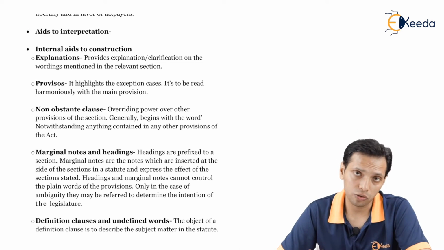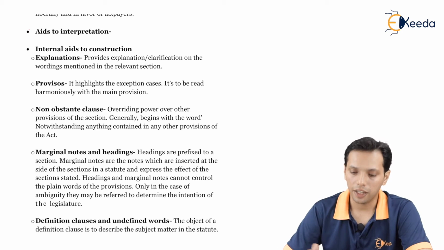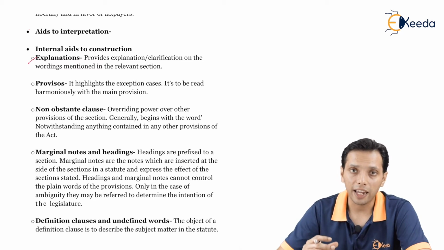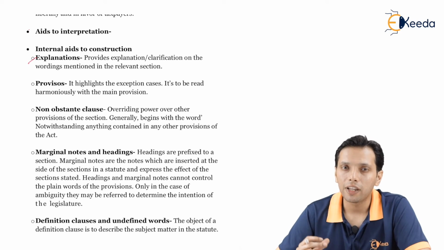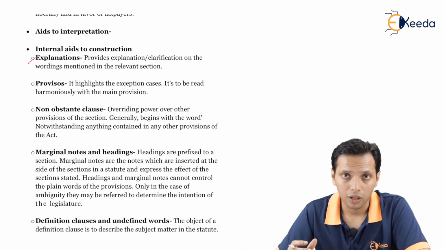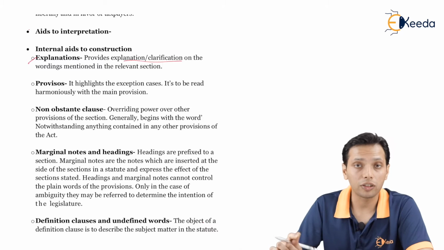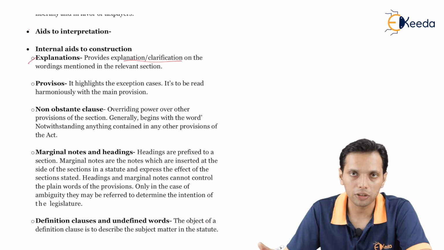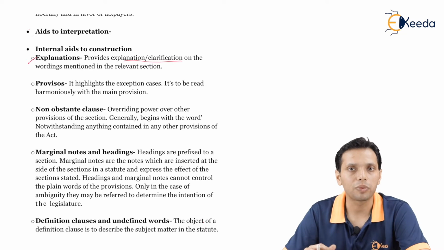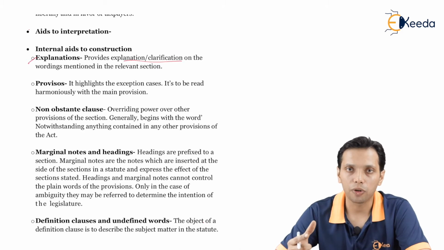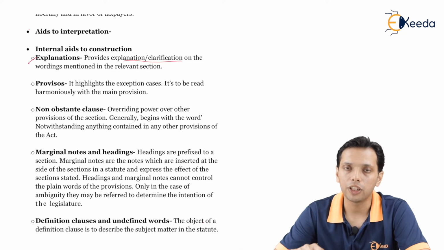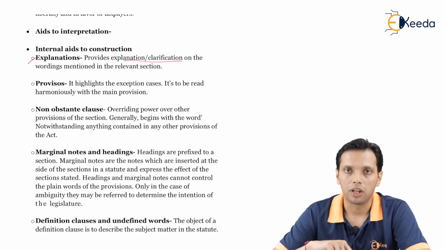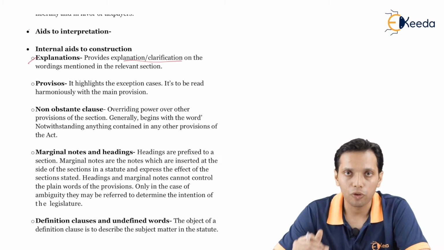In case of internal aids to interpretation, first is explanation to a particular section. It only enlarges a particular meaning or clarifies a certain position under the income tax law. So explanation provides clarification on the wordings mentioned in the relevant section. When you read the bare act, you will find explanations to a particular section which will only enlarge a particular wording or definition of the provisions of the act. It will be a part of the section, and the explanation is to be read harmoniously with the provisions of the act.